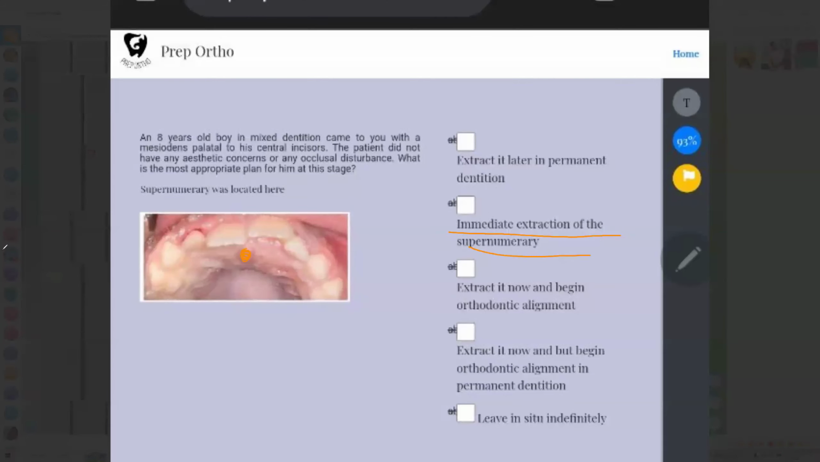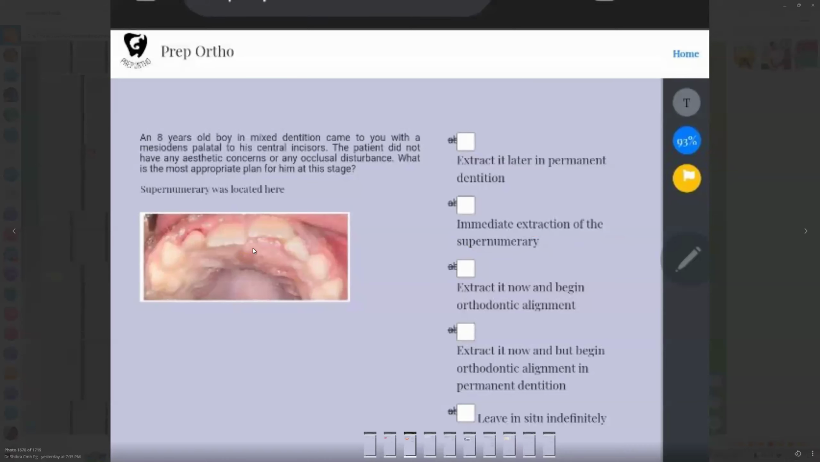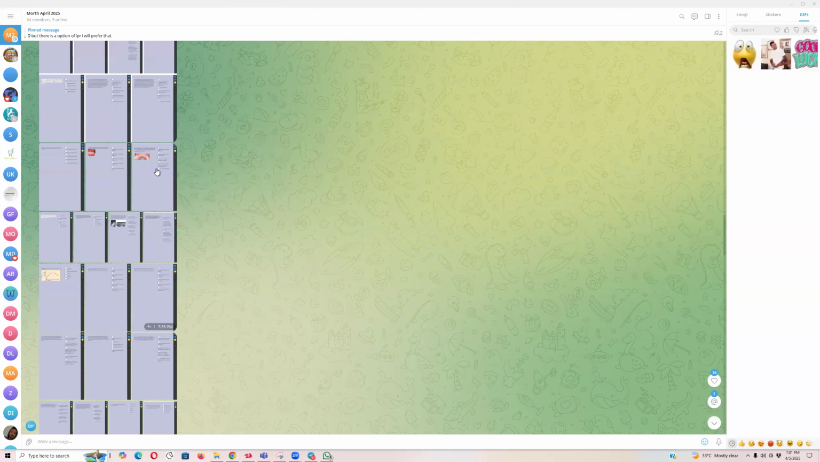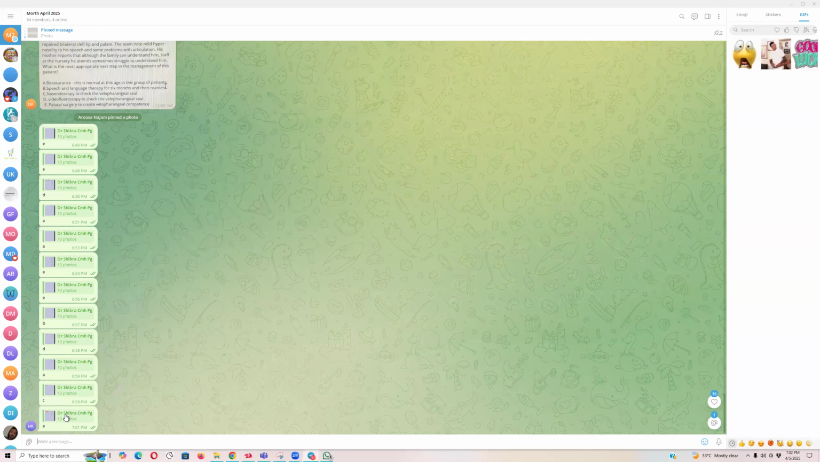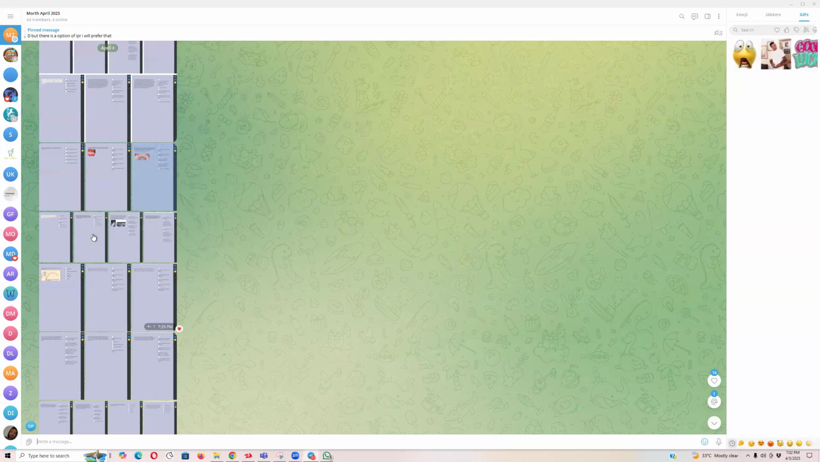Right, sir. So right here, I do not see it. Might be it's in the bone or it's less visible. So that's why I'm selecting the option A here. But if you see one that is conical, then you should remove it. Like it's erupted, it's on the lingual side.